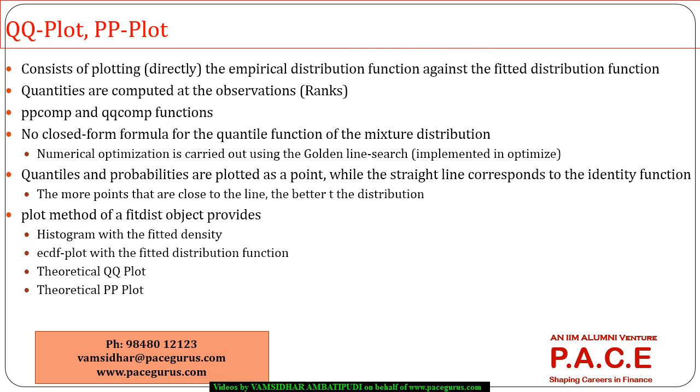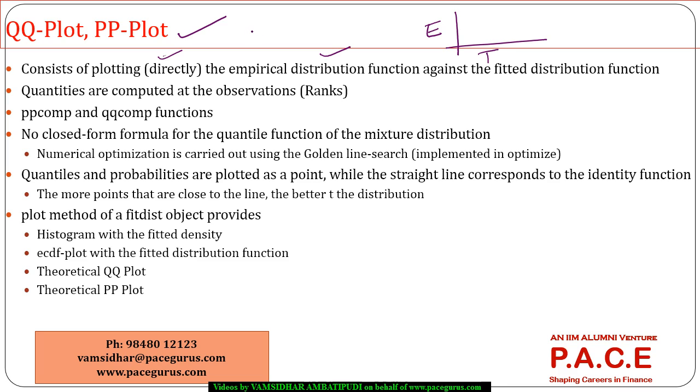Then moving on to the third aspect, which is used for assessing the adequacy of the model, we can look at the QQ plot or the PP plot, the quantile plot and the probability plot. So we are directly plotting the empirical distribution function. On one axis we have the theoretical distribution, on the other axis we have the empirical. So we are plotting the empirical against the fitted.